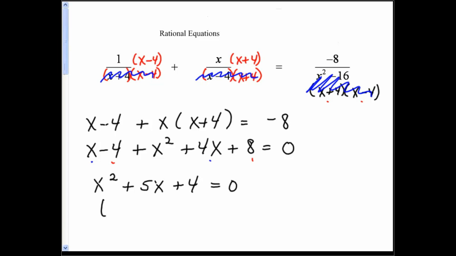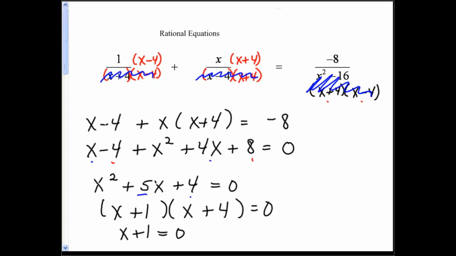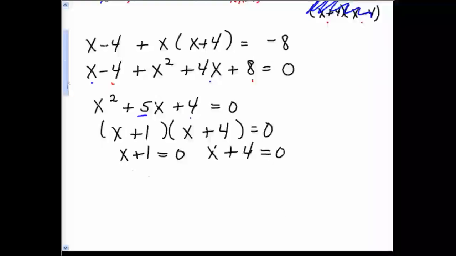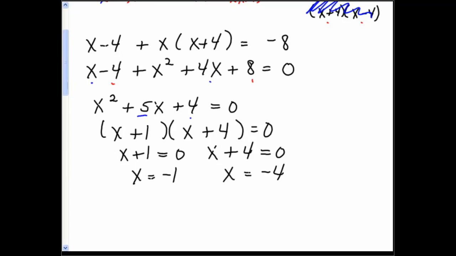All right, this factors to two binomials. We have to find two numbers that multiply to 4 but add up to 5, and that will be 1 and 4. All right. Set each of these factors with a variable equal to 0, and then we're going to solve. So here x will equal negative 1, x will equal negative 4.